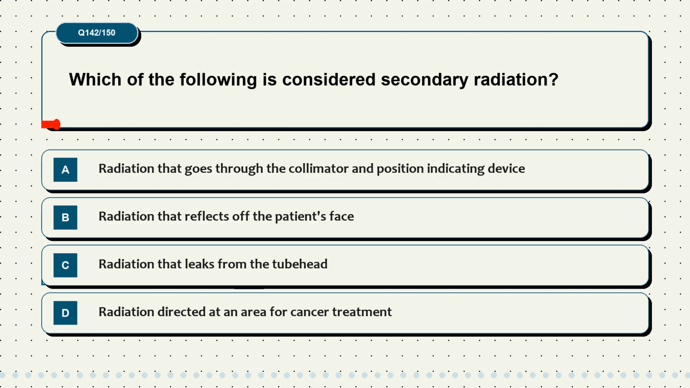Question 142. Which of the following is considered secondary radiation? Here are the options. Option A. Radiation that goes through the collimator and position indicating device. Option B. Radiation that reflects off the patient's face. Option C. Radiation that leaks from the tube head. Option D. Radiation directed at an area for cancer treatment.